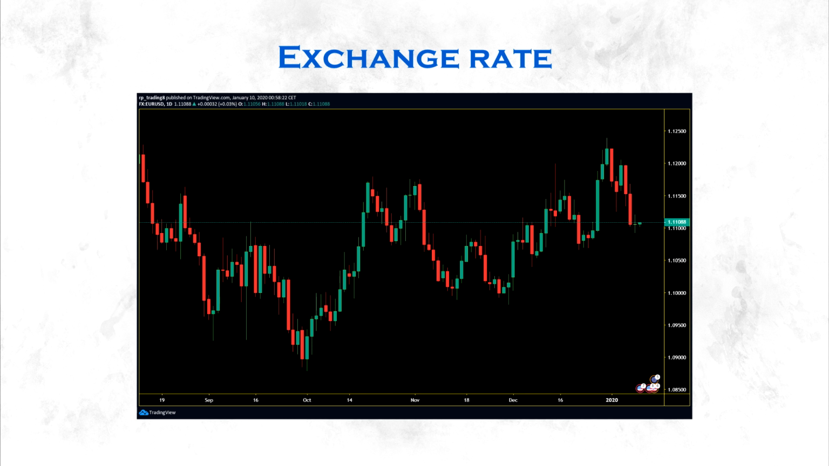In this case, we would say the exchange rate of the euro against the US dollar is 1.11088. You can see this on the right side of the screen. And you can call this number price if you like, but it's just the exchange rate.